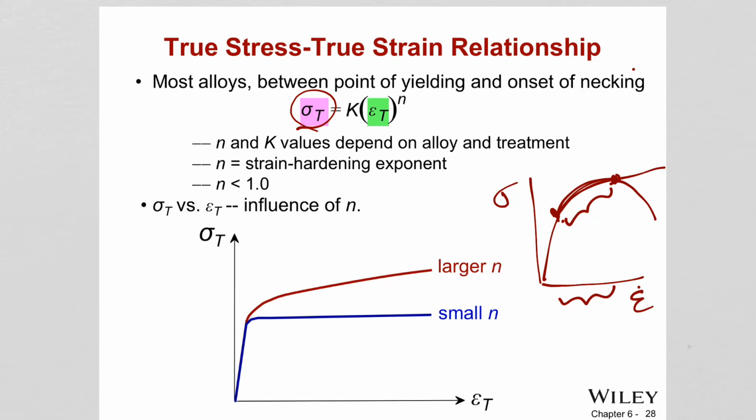So we are seeing the true stress strain curve, and how materials with small n behave, and how materials with larger n behave. So if the n is larger, that means the strengthening is taking place more effectively as we deform the material.